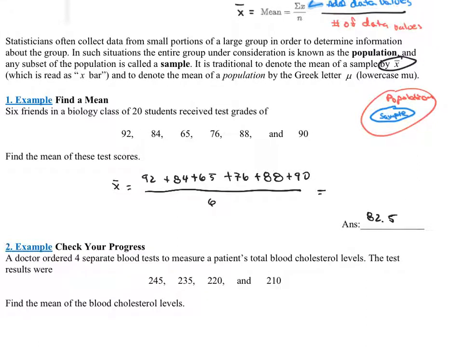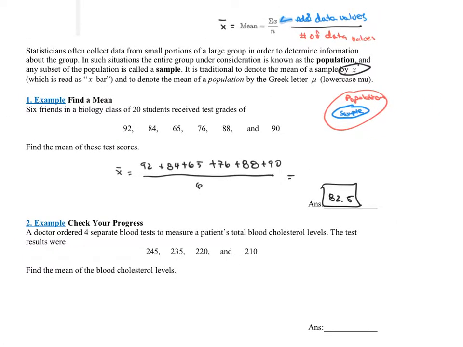It doesn't say these are percentages, so I'm not going to put a percent there. I don't know if it's points or percent. I can't assume, so I'm just going to leave it. Since their numbers didn't have a percent, I'm not going to use a percent. Okay, so let's check our progress now and do another example of this.